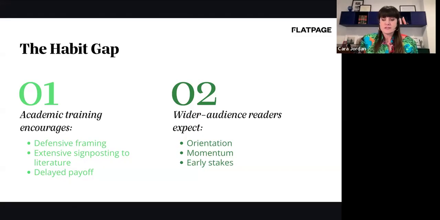And finally, early stakes. Wider audience readers want to know why something matters to them really early on in the text. Not in disciplinary terms, not using jargon, but in human, intellectual, or practical ones. So stakes create the reason why they continue to read the book or why they put it down and forget it.